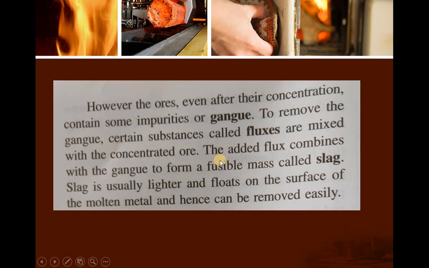The ore, even after concentration, contains some impurities or gangue. To remove this gangue, certain substances called flux, which we have already discussed, are mixed with the concentrated ore. Now the added flux combines with the gangue to form a fusible mass which is called slag. Slag is generally lighter and floats on the surface of the molten metal, so it can be removed very easily.